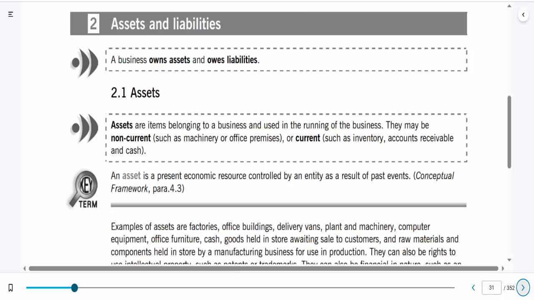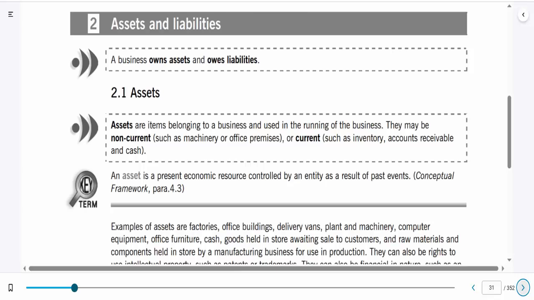1. Non-current assets. These are assets that the business plans to keep for a long time. They're usually bigger items that aren't quickly used up. For example, machinery, equipment used for manufacturing or production. Office premises, the building or space where the business operates, like an office or a factory.